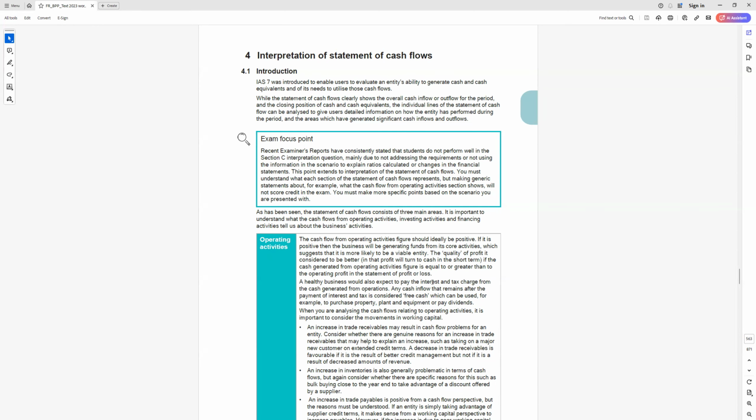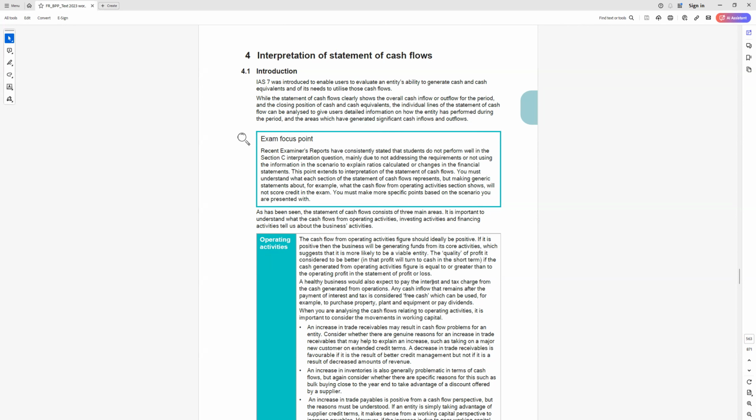Hello and welcome. In this session, you're going to look at the interpretation of the statement of cash flows. In our previous session, we saw how to prepare the cash flow statement, and now we're going to look at how to interpret it. It's very important to understand the meaning of the cash flow and how to explain it.